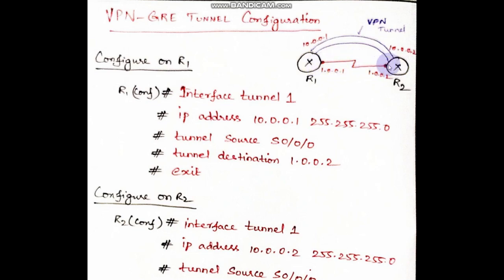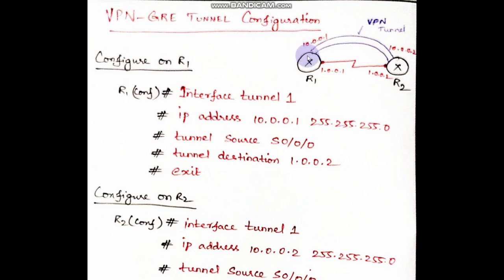This serial interface is like a public line, a public link, so data is transmitted over this public link. In order to secure that data, we are going to make a VPN tunnel. This is a private and secure tunnel between R1 and R2. We'll see how to configure this on R1 as well as R2.